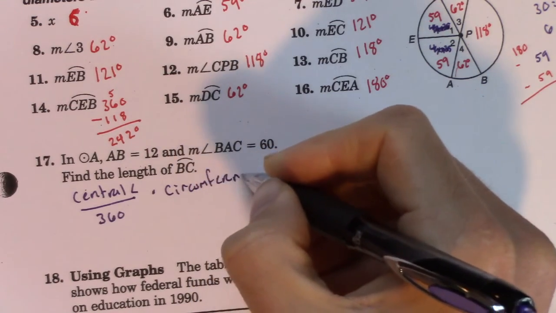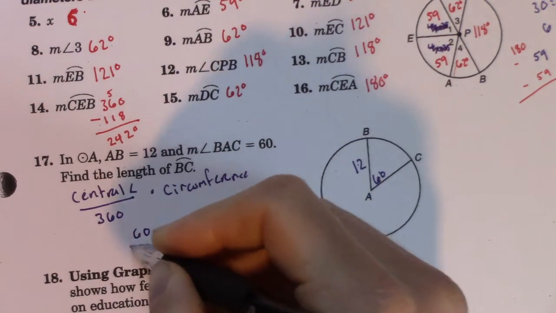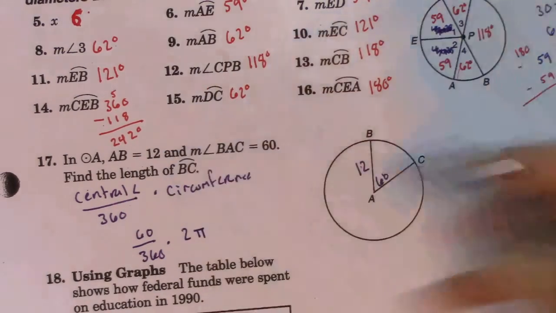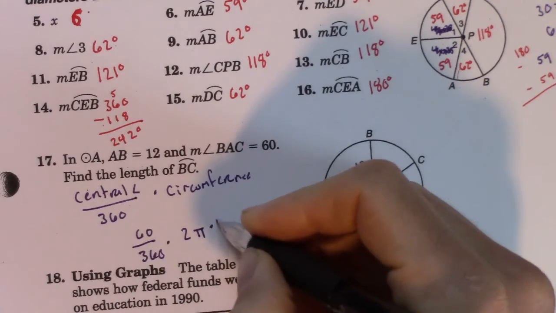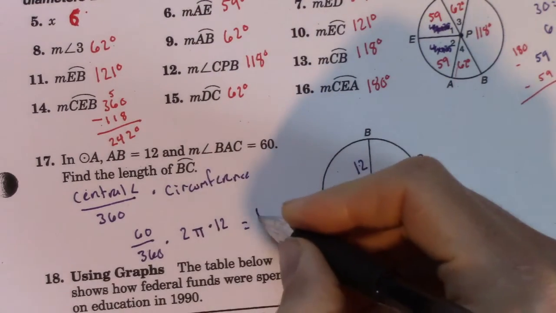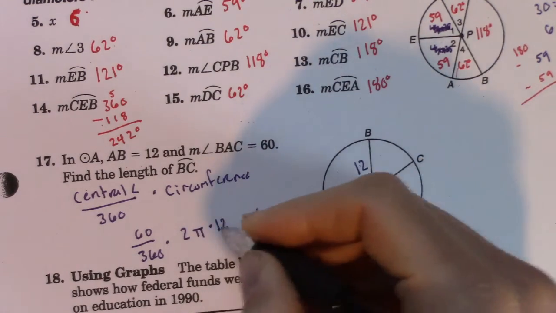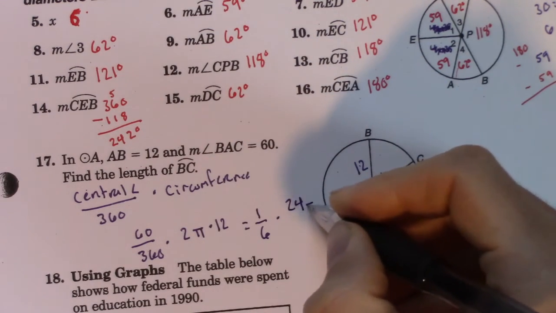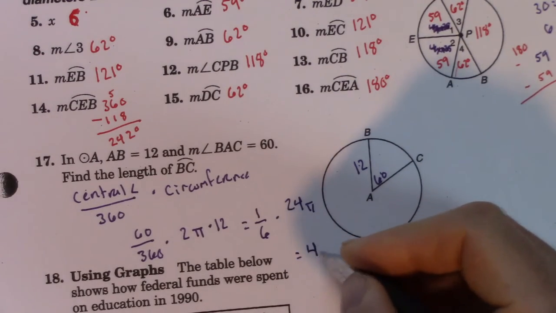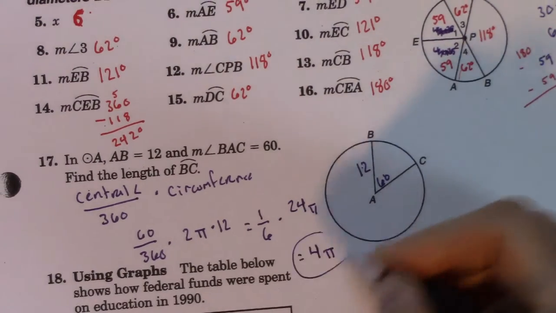So for this particular problem, we're going to have 60 over 360 times 2 pi times our radius, which is 12. And so putting that all together, 60 over 360 is 1/6. 2 times 12 is 24 pi. 24 and 6 simplify, and we get a final answer of 4 pi.